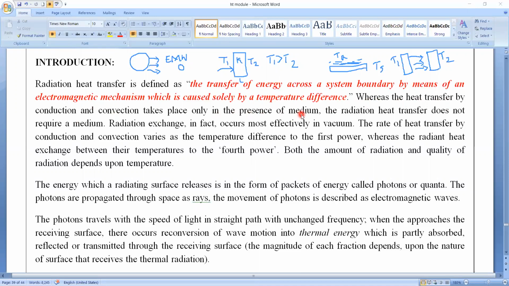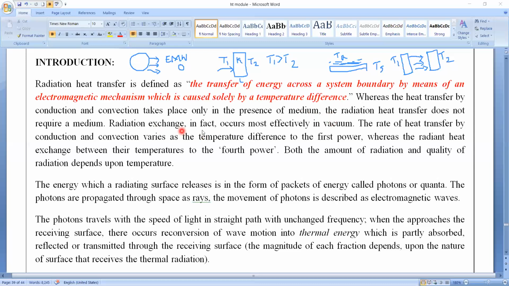So as we have discussed, conduction and convection require some sort of medium, but radiation doesn't require any medium. Sometimes in competitive exams, they may ask which one of the following modes doesn't require any kind of medium for heat flow. The answer is radiation; it doesn't require any kind of medium for heat to flow.